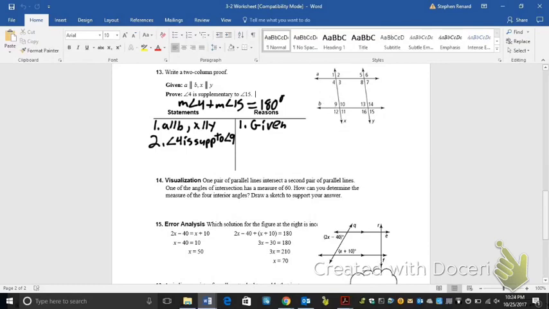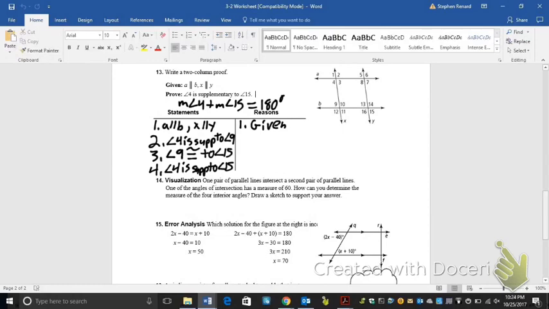So I need to go, well, 4 and 9 are supplementary. I'm then going to go that 9 is congruent to 15. And finally, I'm going to go 4 is supplementary to 15. So those are the steps. And notice that one of my steps is what I'm trying to prove. So if I can justify all my steps, then I'm good to go.